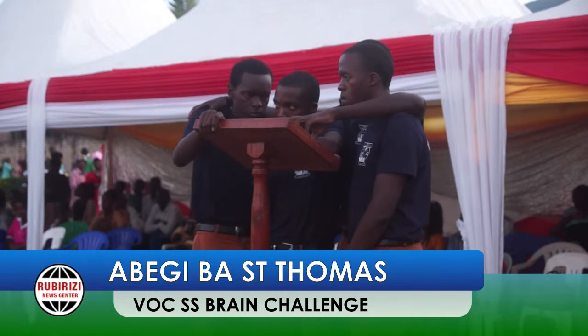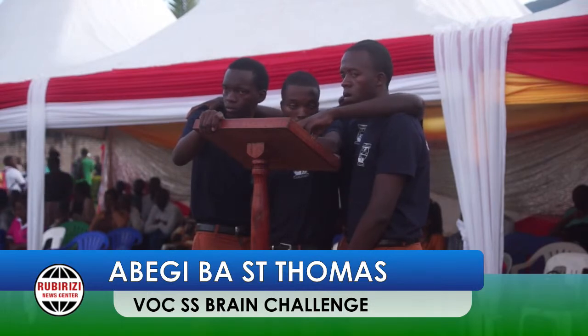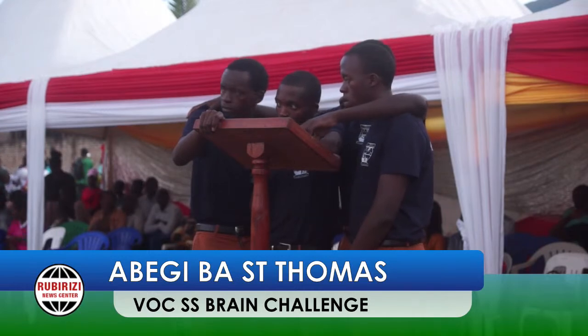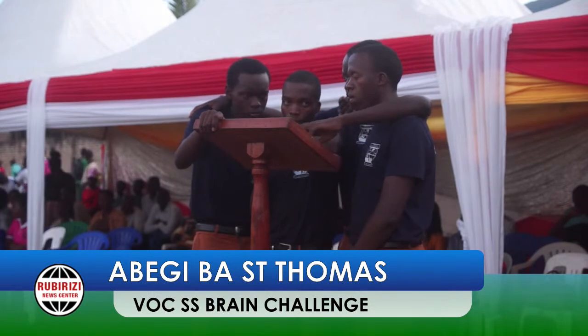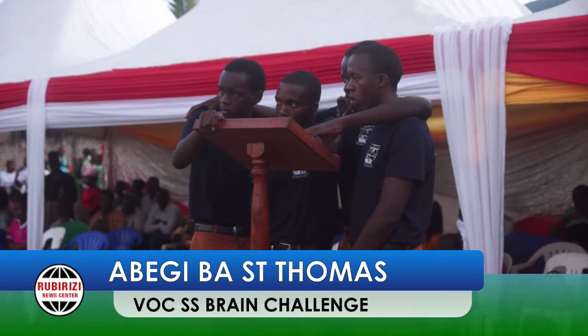What is the name of the highest peak on Mount Kilimanjaro? Kibo. Kibo is correct. What is the name of the deepest lake in Uganda? Lake Bunyonyi. Lake Bunyonyi is correct. How many spokes does a snowflake have? 6 spokes. 6 is right. That is the last question.